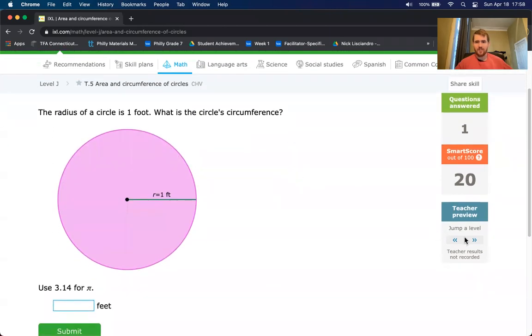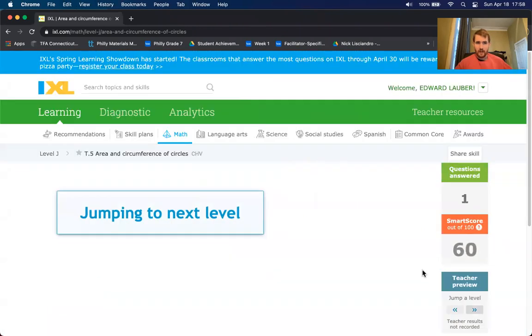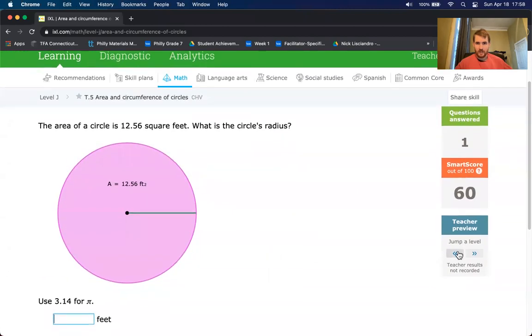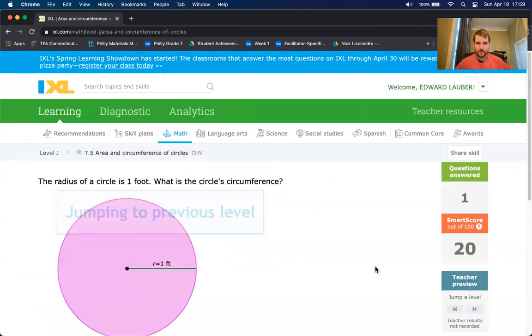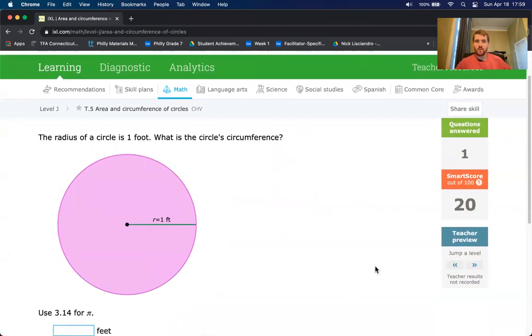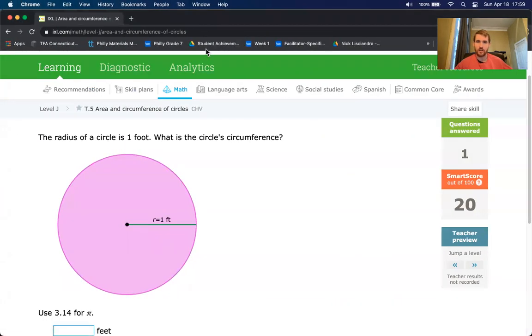All right. Now a new problem. I'm actually going to jump a level up because that one looked a little easy. And sorry, I'm trying to find a good example. Let's go back to this one. The radius of a circle is 1 foot. What is the circle's circumference? So let's check our formulas. The circumference is the distance all the way around the edge. Circumference is equal to 2 pi r. So this is the formula we're going to be using. C equals 2 times pi times r. So let's use it. C equals 2 pi r.